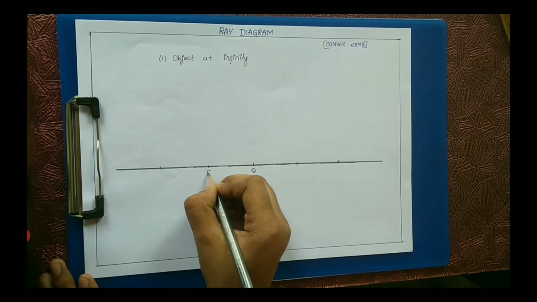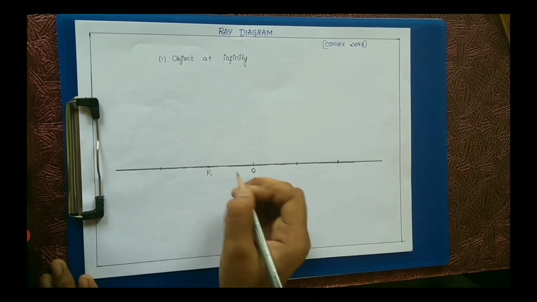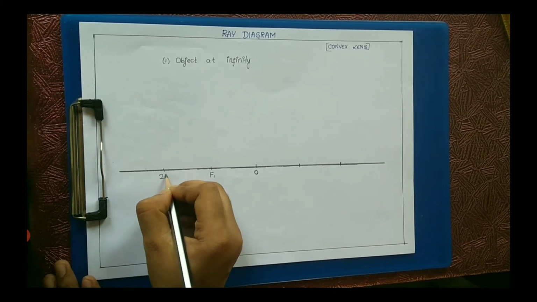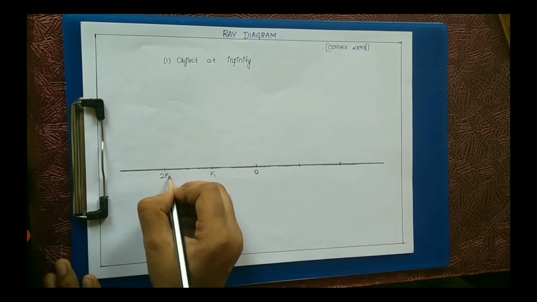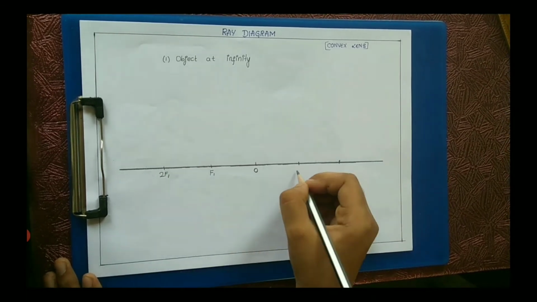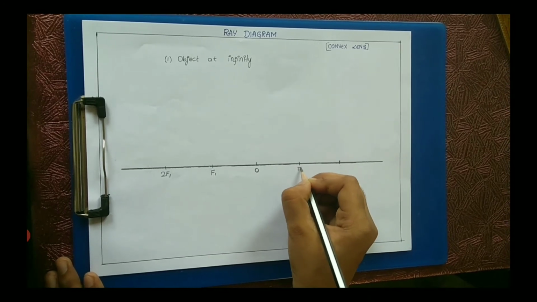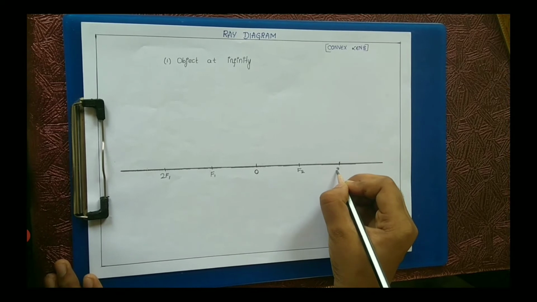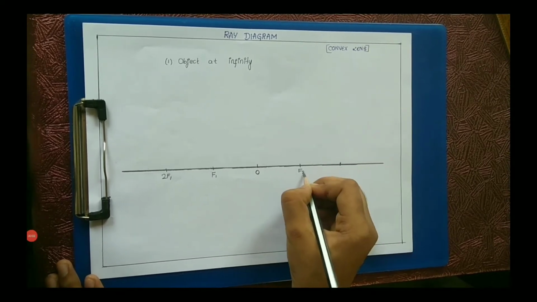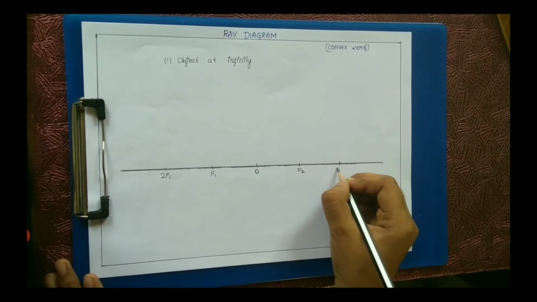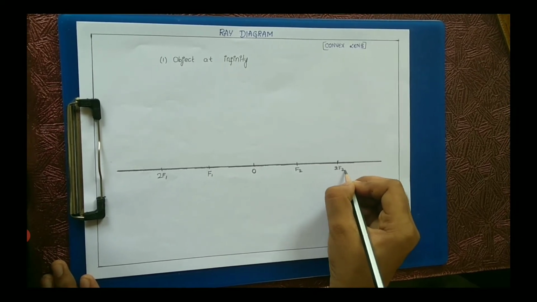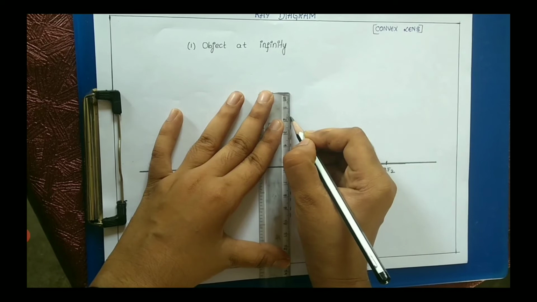This is the principal focus. You denote it as f1. This is 2f1, twice the principal focal length, that is the center of curvature. And again it is f2 and it is 2f2. The lens has 2 principal focus points and 2 centers of curvature. So you got f1, f2, 2f1, 2f2.